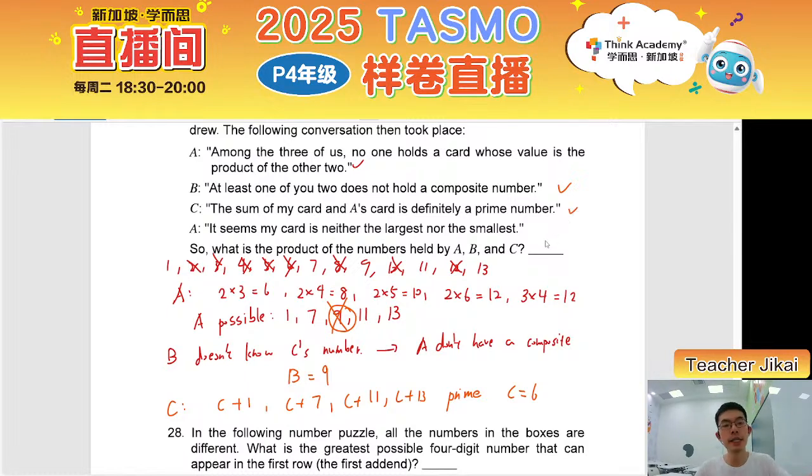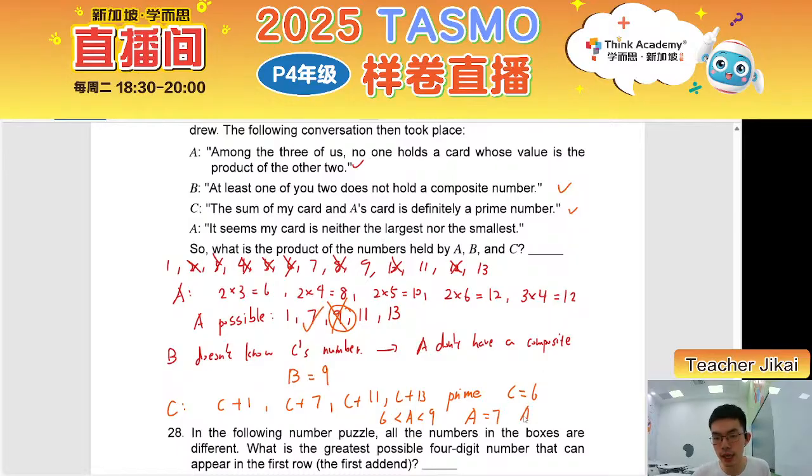A said, it seems my card is neither the largest nor the smallest. So it means A's choice is between 6 and 9, right? 6 is smaller than A, and A is smaller than 9. So what is the choice between 6 and 9 for A here? 7, right? So we know A equals 7.